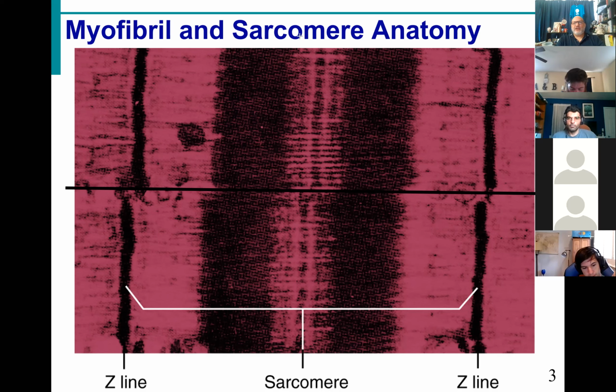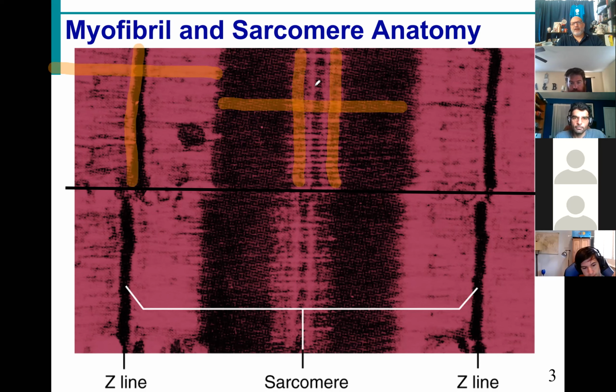And again, we can clearly see our A band and our I band, our Z line, our H zone, our M line, right? And of course, the Z discs that take us from one end of the sarcomere to the other.